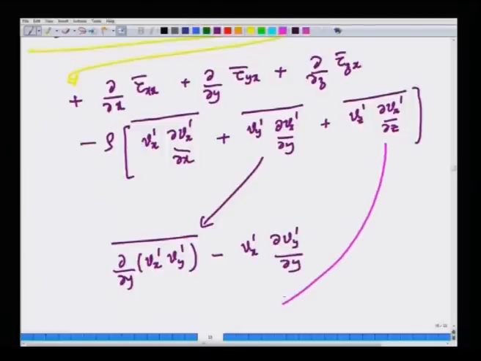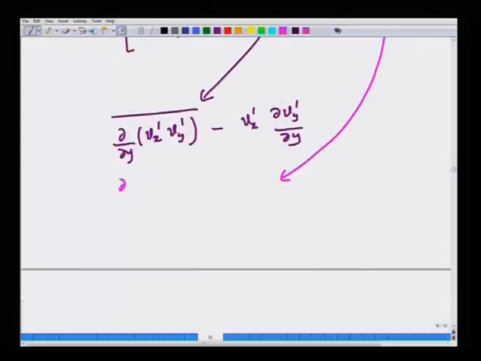Likewise, this term will become d dy, or d dz, I am sorry, of V x prime V z prime. Let us write V z prime V x prime for clarity. Likewise, we are going to write V y prime times V x prime, although it makes no difference, but just for the sake of clarity, because it will help us when we write down the most general time averaged equation. So, let us keep it like that, minus V x prime times partial V z prime by partial z, I am sorry.